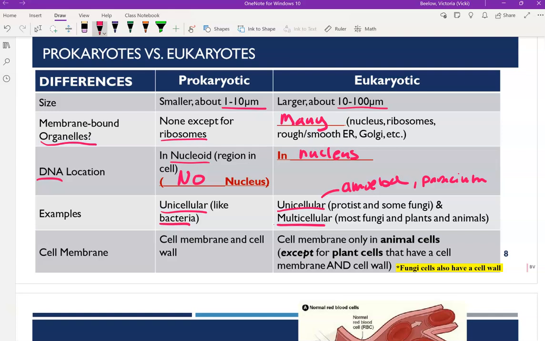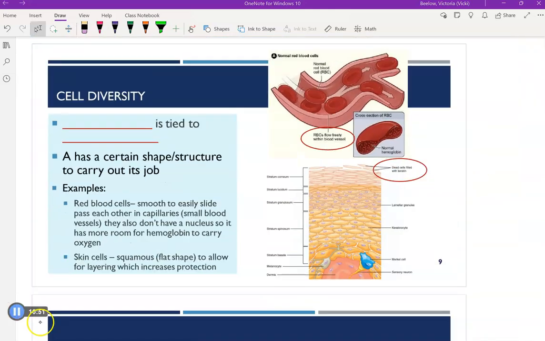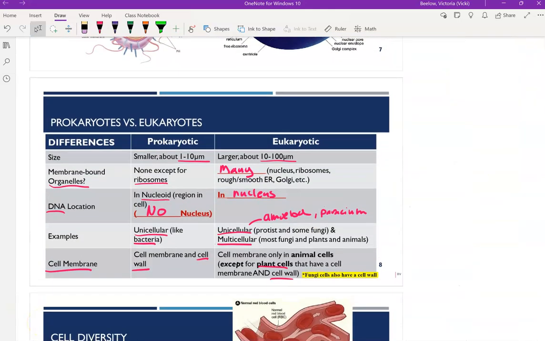Again, all cells have a cell membrane, period. It's just that prokaryotic cells, in addition to that, all of them have a cell wall, and only some eukaryotes have a cell wall. Not all. Plant cells have a cell wall, and fungi also have a cell wall too. So those are the differences between prokaryotic and eukaryotic cells. Make sure you know all those differences for the test.